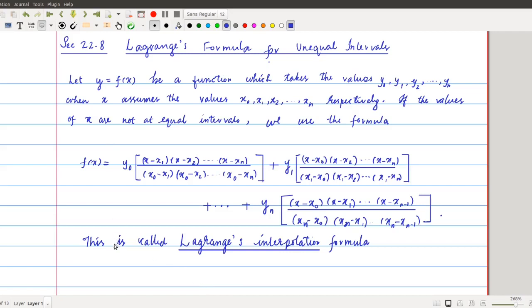So if you are given the values y0, y1, y2, etc., yn and x0, x1, x2, etc., xn, using this formula you can evaluate the value of f at any point in between, or any point x belonging to R. Next we will discuss an illustrative example.